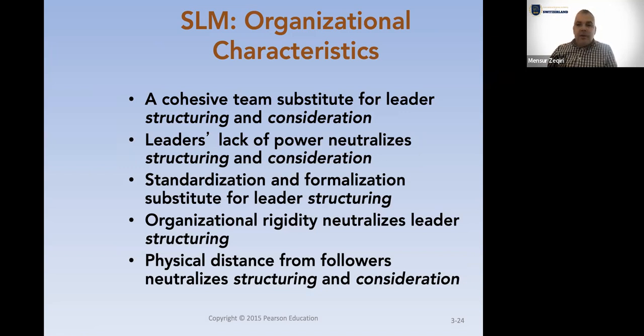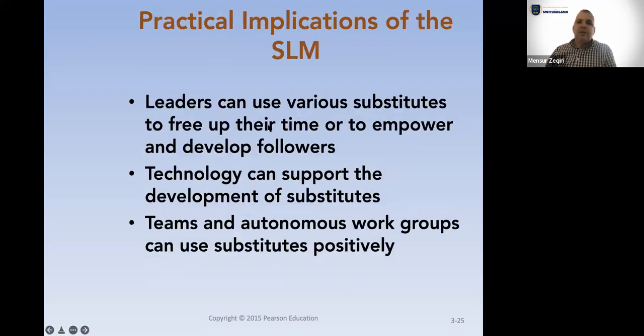Organizational rigidity neutralizes leader structuring, and then we have the physical distance between the leaders and followers, which neutralizes structuring, but not only, it also helps to neutralize consideration as well.